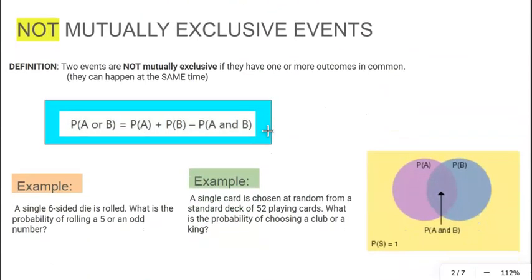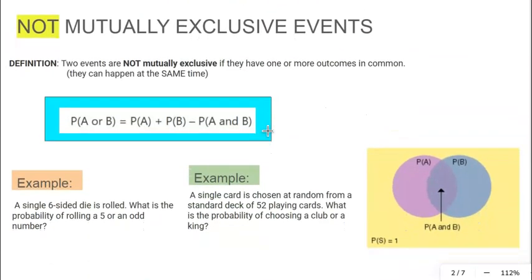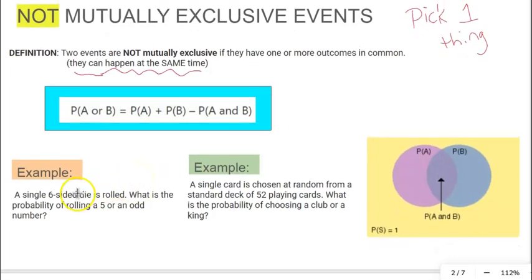All right, the other type is not mutually exclusive. And so two events are not mutually exclusive if they can happen at the same time. Once again, you're only picking one event. Okay, so we're just picking one thing at a time. But we're going to have a couple of different categories. So let's look at similar examples.